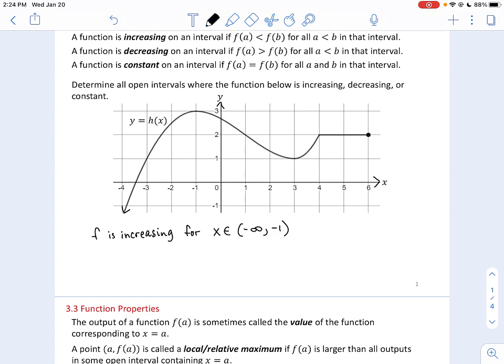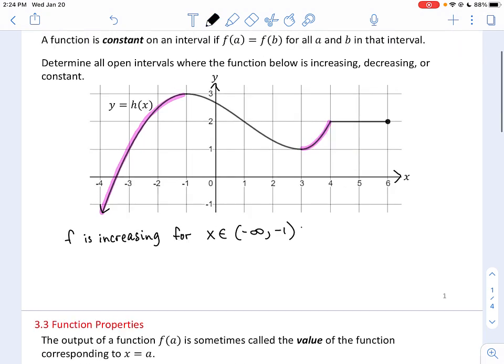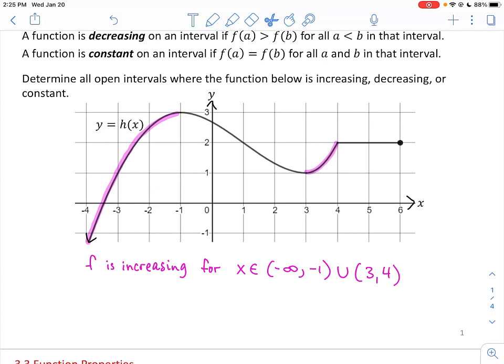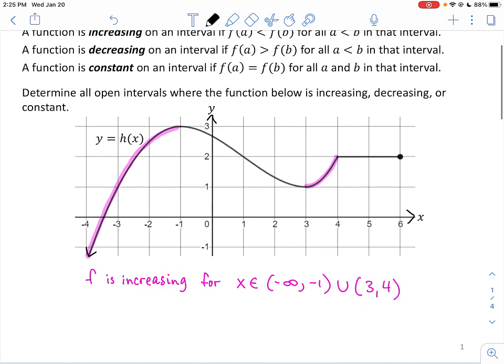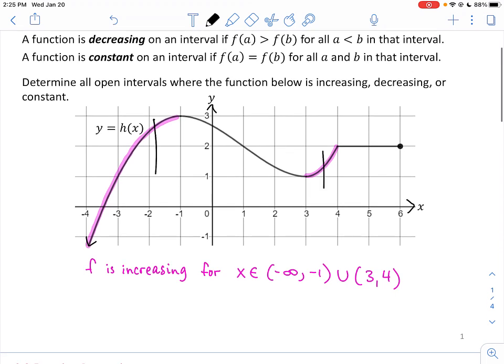So I'm going to highlight the increasing portions in pink. So we have all of this graph up to right there is increasing. The next part that's increasing is from 3 to 4. Union 3 to 4. Okay, so if I were to take any a and b in one of these two intervals, and they got to be in the same interval, you don't want to pick an a here and a b over here.